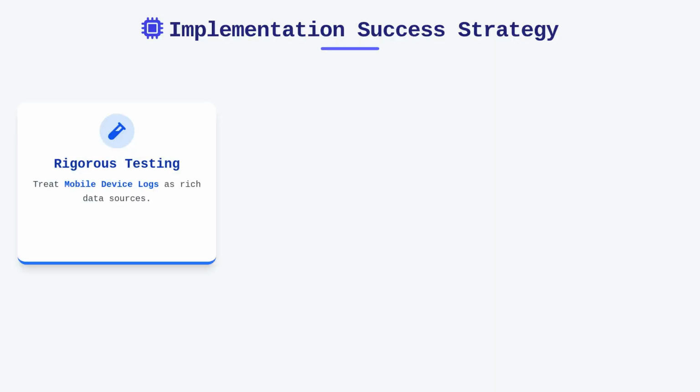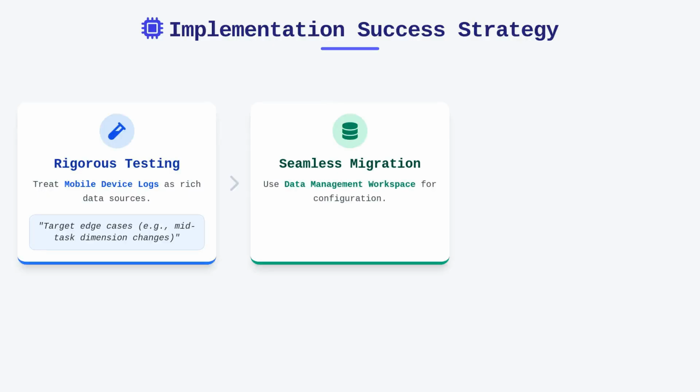To ensure the success of your implementation, you must incorporate rigorous testing strategies that treat mobile device logs as rich data sources. Functional consultants should develop user acceptance testing scripts that specifically target edge cases, such as how the mobile app behaves when a warehouse worker is forced to change an item's tracking dimension mid-task. Furthermore, you should leverage the data management workspace to migrate your configurations across environments, utilizing data entity templates to ensure consistency in performance and logic.